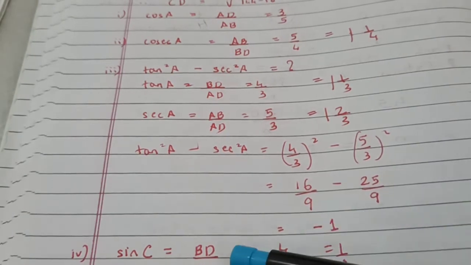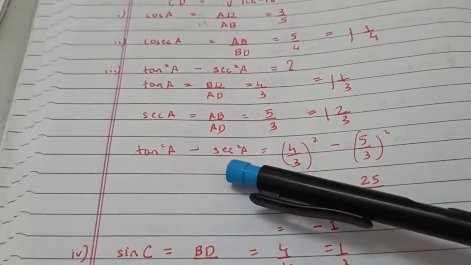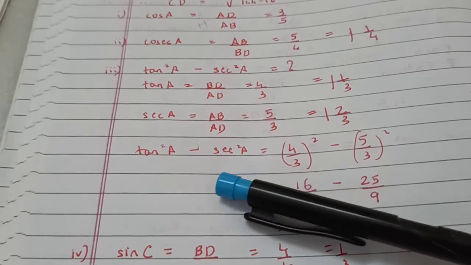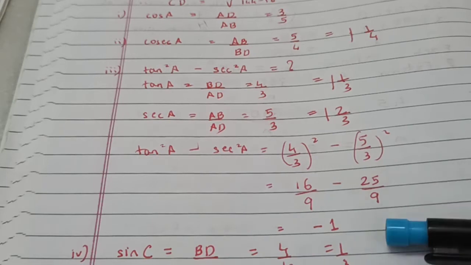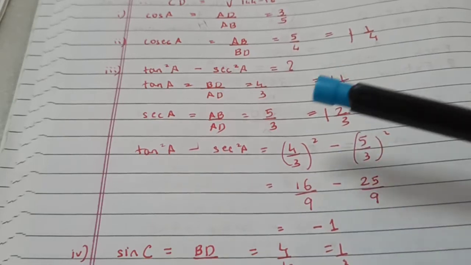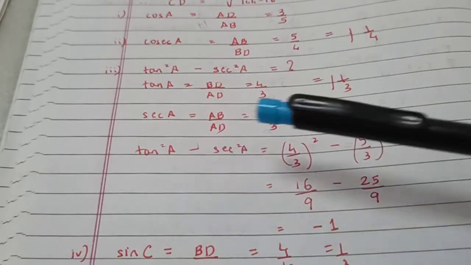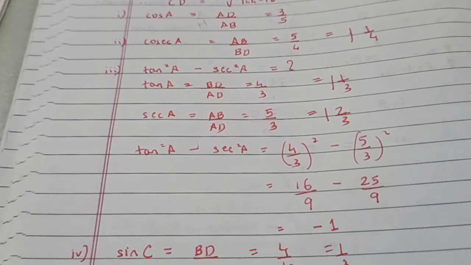Now interestingly, tan square A minus sec square A in any right angled triangle with any values will always be minus 1. In fact, sec square A minus tan square A is equal to 1 is one of the identities which we would learn in the future.